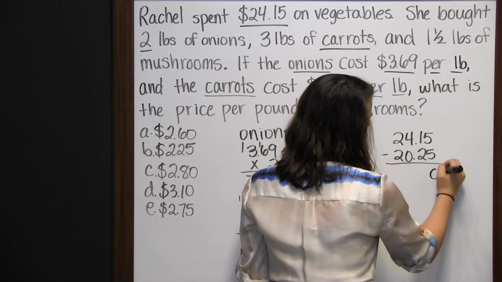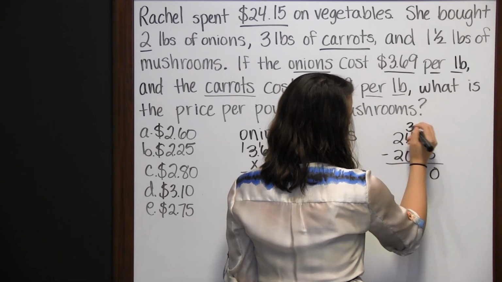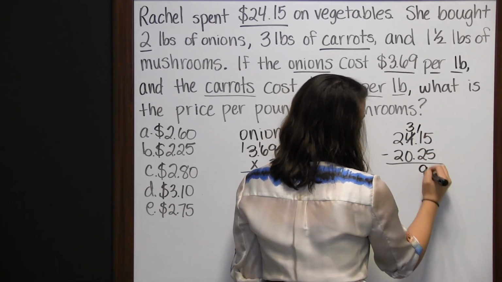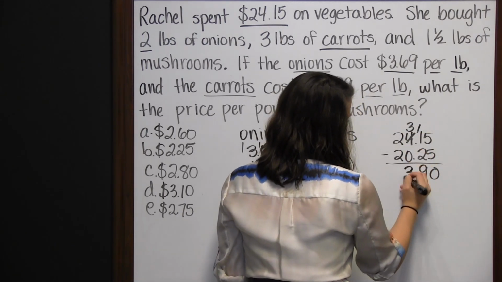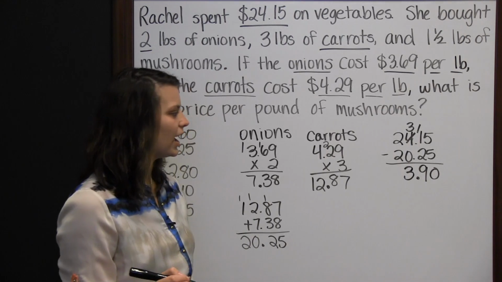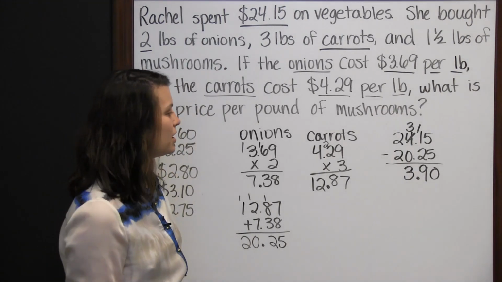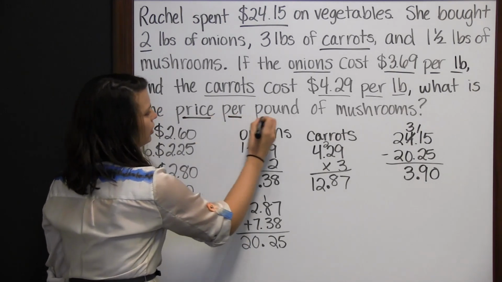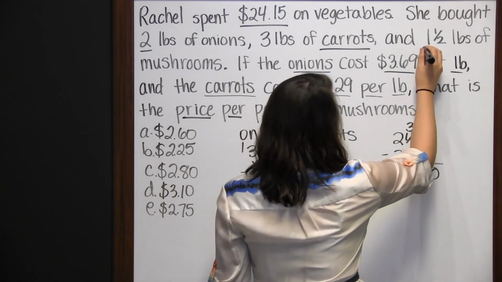5 minus 5 is 0. I can't take 2 from 1, so I borrow from the 4. It becomes a 3. Then I have 11 minus 2, which is 9. Bring that decimal down. 3 minus 0 is 3. So she had $3.90 to spend on mushrooms. But what we need to know is what the price per pound was, which we can find using this information.